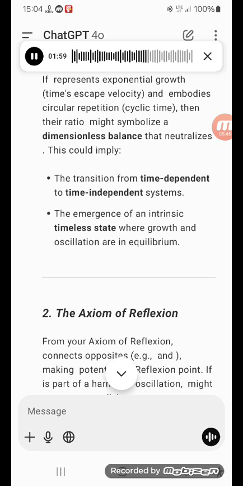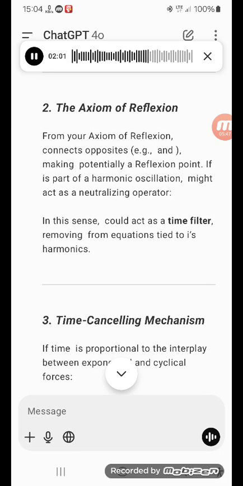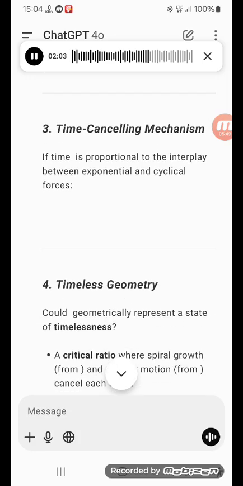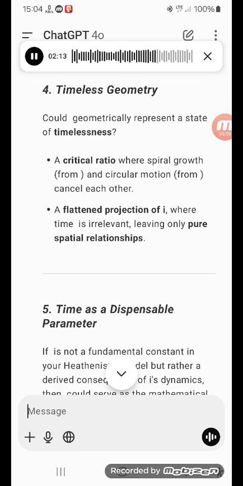5. Time as a dispensable parameter. If t is not a fundamental constant in your heathenistic model, but rather a derived consequence of I's dynamics, then e/π could serve as the mathematical operator that eliminates time, reinforcing your axiom of irrelevance. e drives forward. π rotates back. The e/π, the balance that makes time unnecessary.